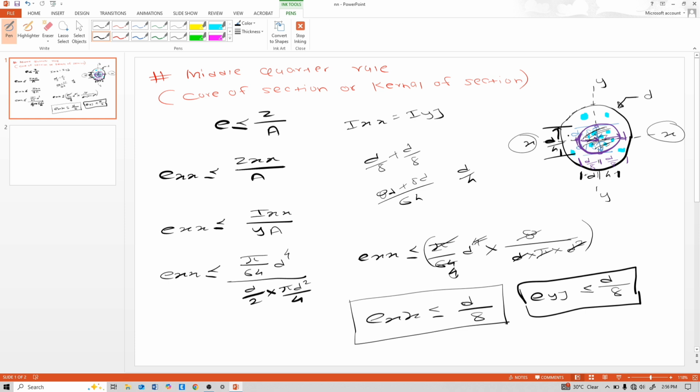So remember the middle quarter rule. The diameter of the circle is small d, and that kernel diameter is d by 4. That's why this quarter word comes. Middle quarter rule. That quarter is nothing but 1 by 4 d. So thank you very much.